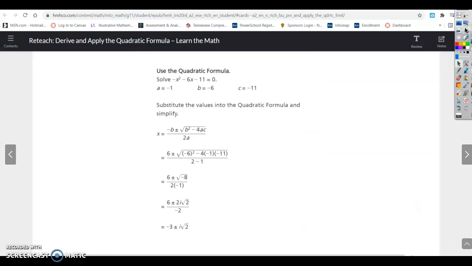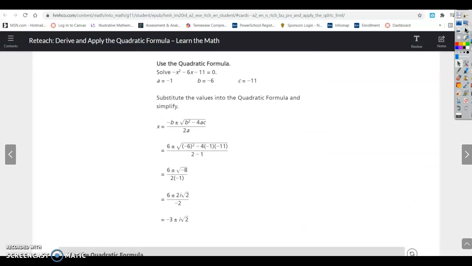Alright, to use the quadratic formula. If you remember, the quadratic formula is x equals negative b plus or minus the square root of b squared minus 4ac, divided by 2a.